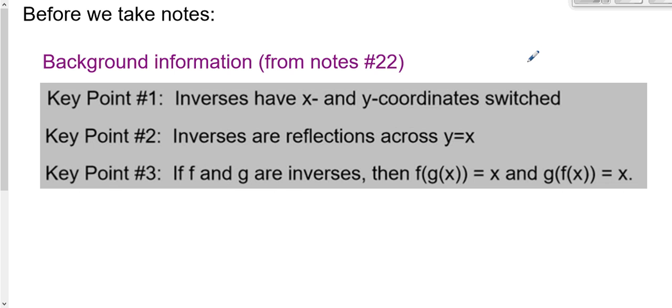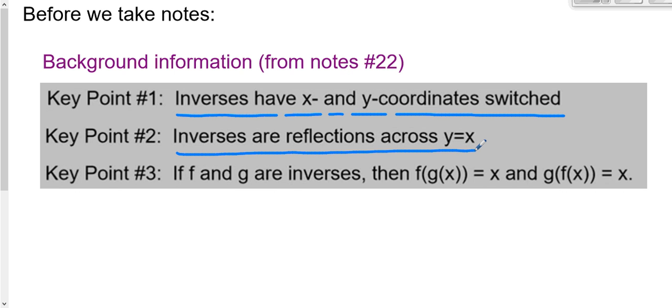Before we take notes on today's lesson, there are a couple of pieces of background information that I want to remind you about that are definitely going to come into play here. First of all, when we studied chapter 4, the first thing we went over was inverses. If you want to pause and grab your notebook and look back at notes number 22, you will notice some key points we learned about inverses. Inverses have x and y coordinates switched. Inverses are reflections across the line y equals x. Those are the main key points that we're going to be using today.